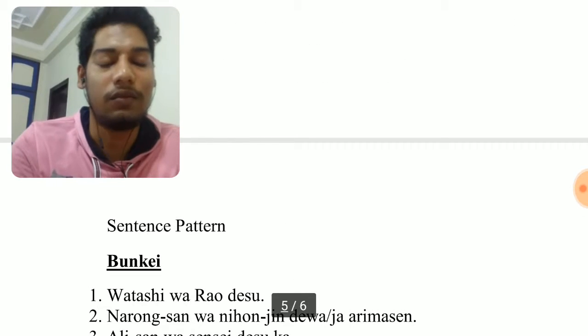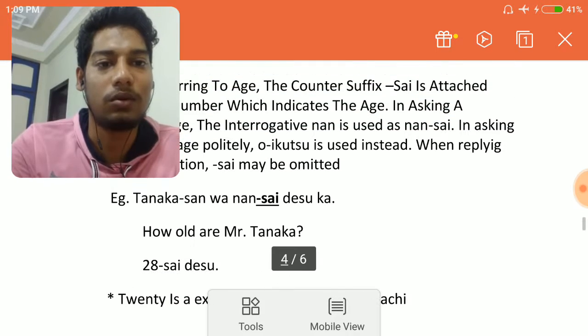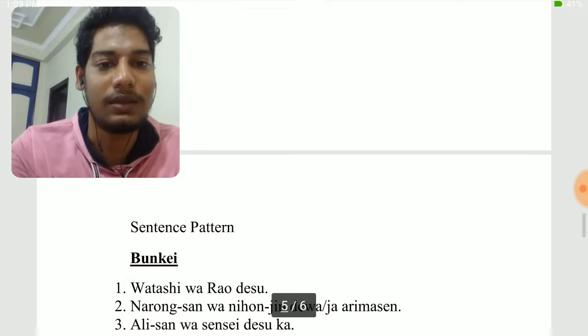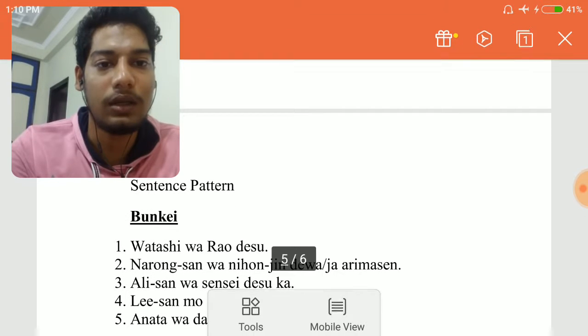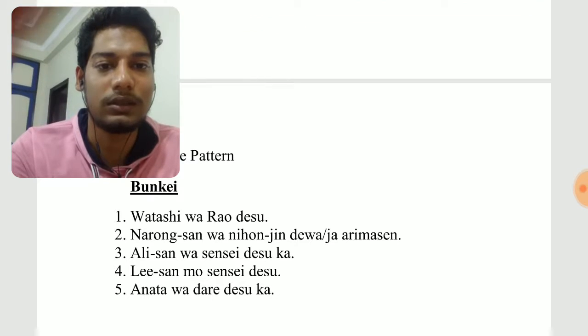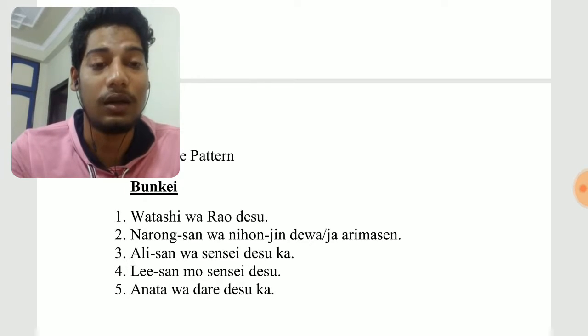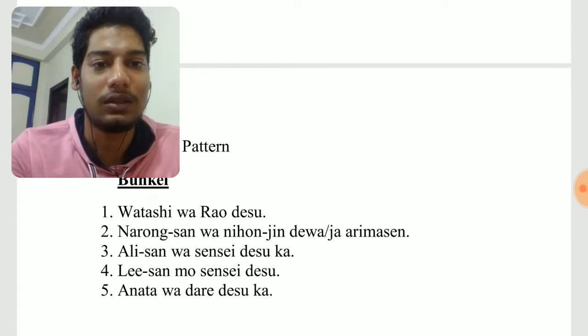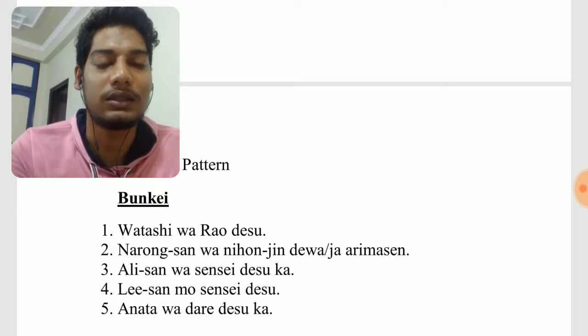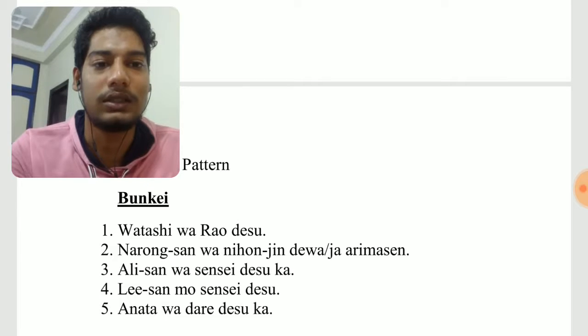Okay. Now we have gone through the noun, particle, etc. Now let's move on to the sentence patterns. Pattern 1. Watashi wa Rao desu. I am Rao. Narong-san wa Nihonjin dewa arimasen. Narong-san is not Japanese.